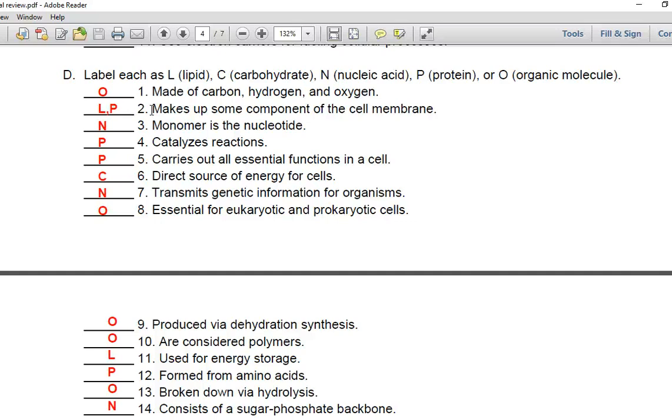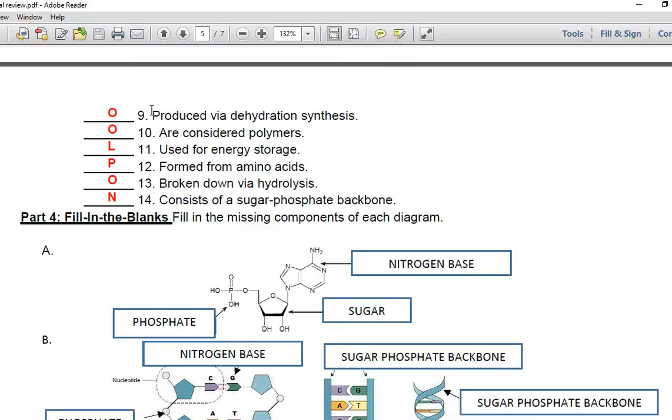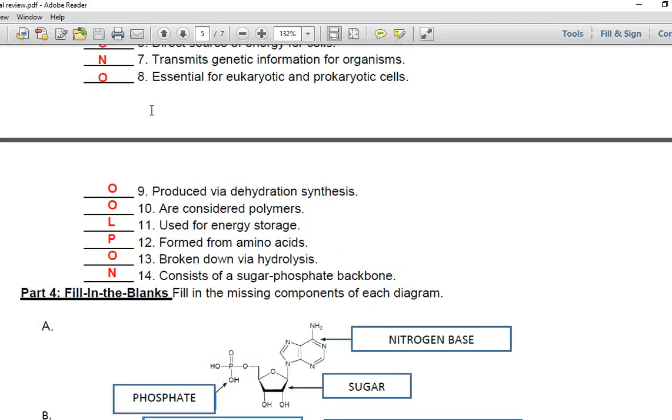Number 6, carbohydrates, specifically glucose. This is the direct source of energy for cells. Number 7, nucleic acids, N, are going to transmit genetic information. Number 8, organic molecules are essential for prokaryotes and eukaryotes. That's why they're organic molecules. Number 9, organic molecules are produced via dehydration synthesis.